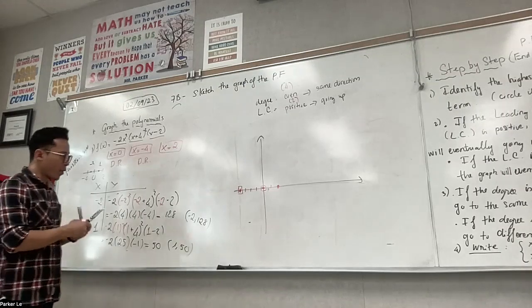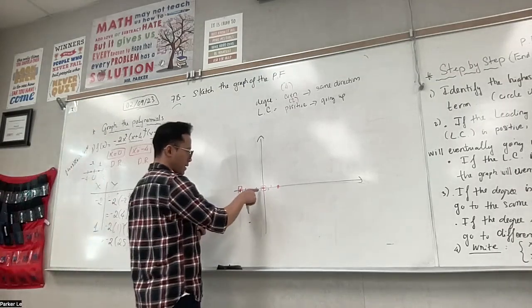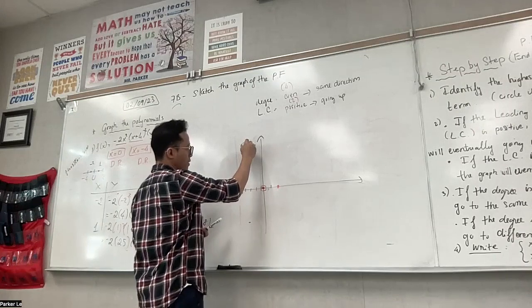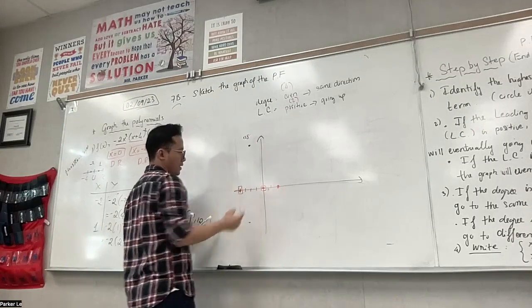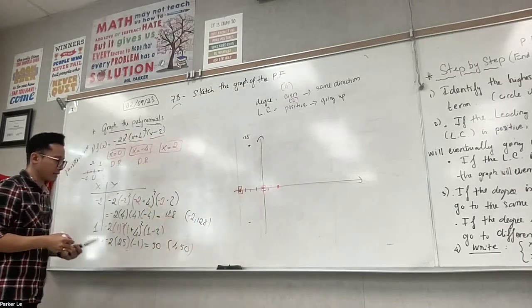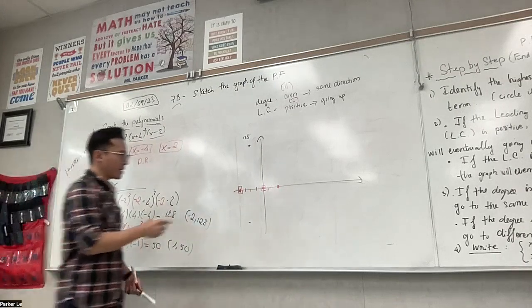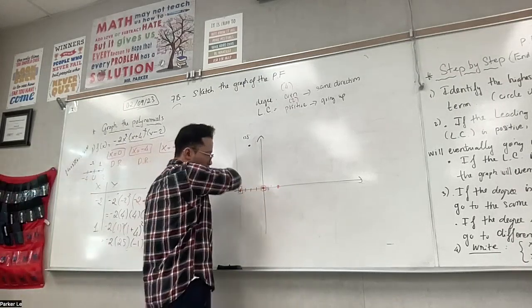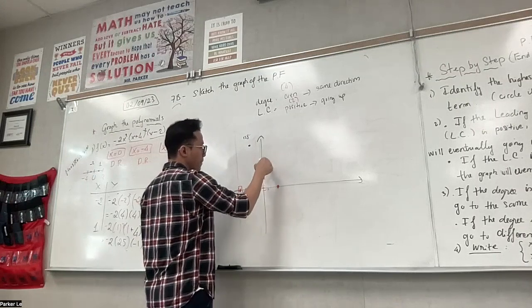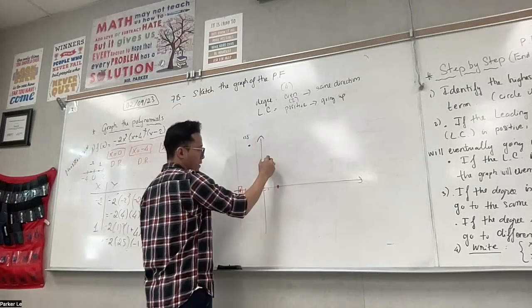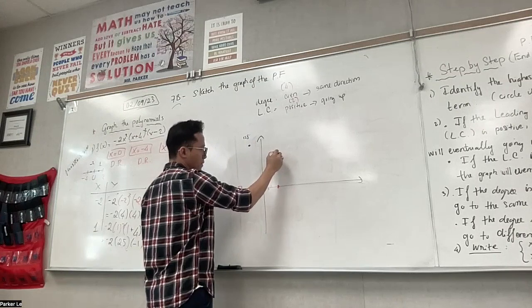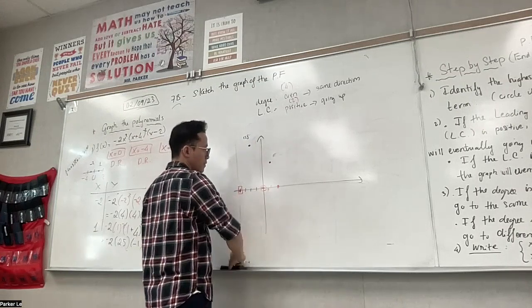My extra point, my middle point, is -2, 128. You just plot a point. And this is 128. Just do it. It doesn't need to be exact. And then 1, 50. So 1 here, 50 here. But 50 is less than 128. So I hope that makes sense too.